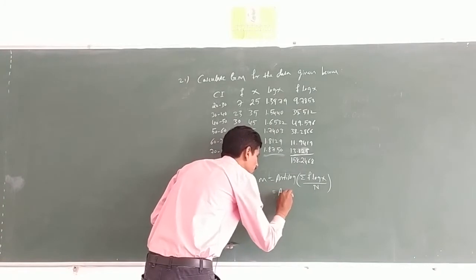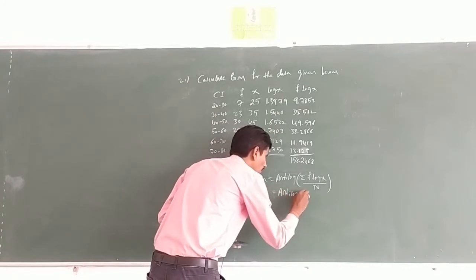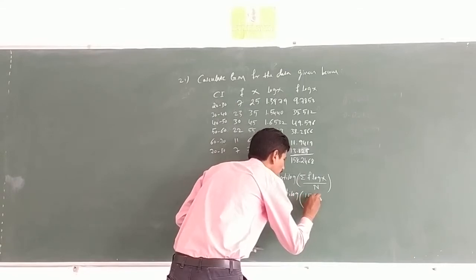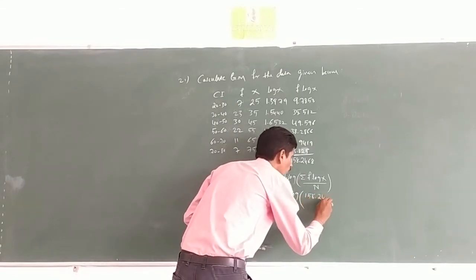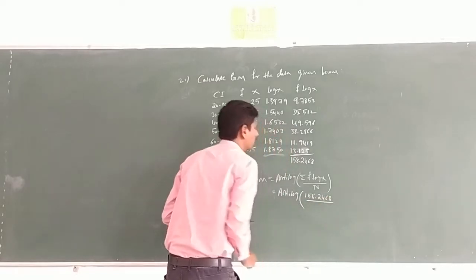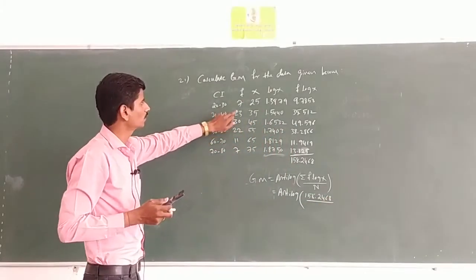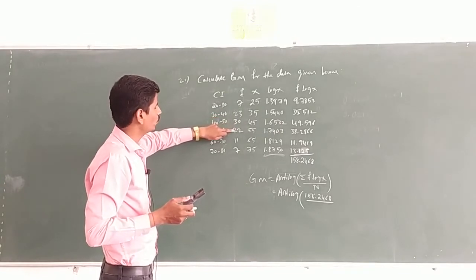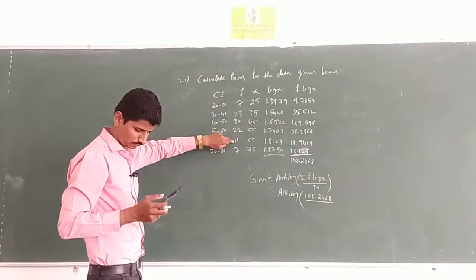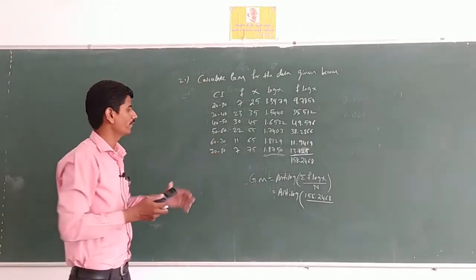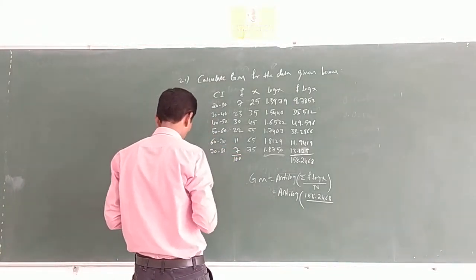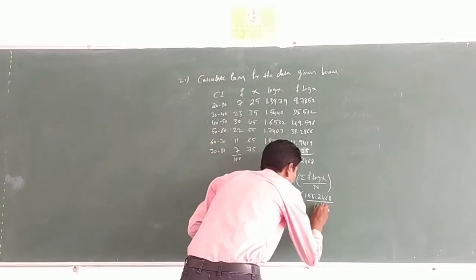Antilog of the sum of f into log x divided by n. N is the sum of frequencies: 7 plus 23 is 30, 30 plus 30 is 60, 60 plus 22 is 82, 82 plus 11 is 93, 93 plus 7 is 100. Divided by capital N, which is 100.